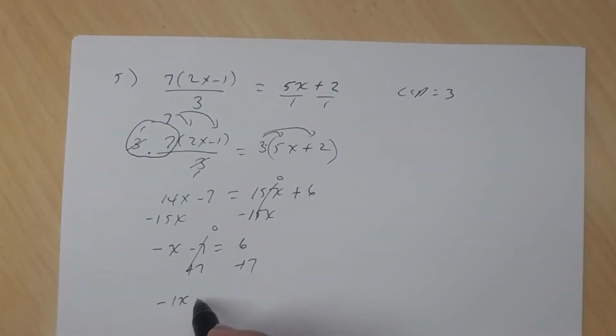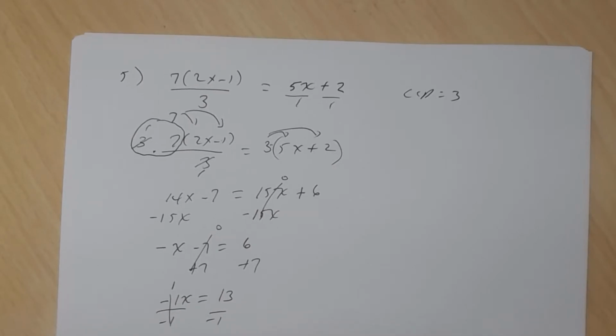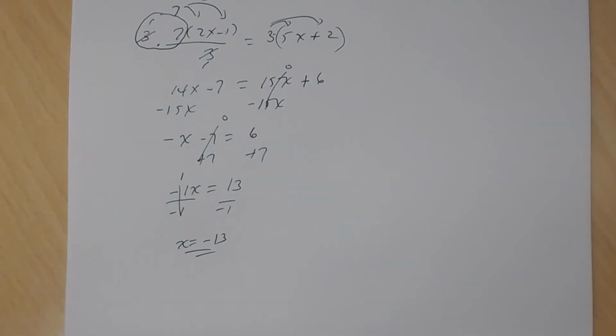Negative 1x equals 13, and divide both sides by negative 1, because remember, we're trying to get a 1x here, not a negative 1x. Negative 1 divided by negative 1 is 1. 1 times x is x, and then 13 divided by negative 1 is a negative 13. Okay, so that's your solution.